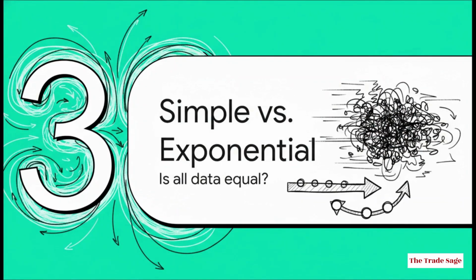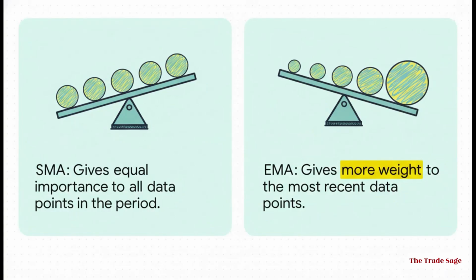But hang on, this brings up a really important question. With a simple average, the price from 5 days ago has the exact same influence as the price from yesterday. But in a market that's changing lightning fast, you have to ask yourself, is all that old data really created equal? And this is where we get a little more sophisticated. You see, the SMA treats every price point the same. It's a total democracy. But then there's the Exponential Moving Average, or EMA.